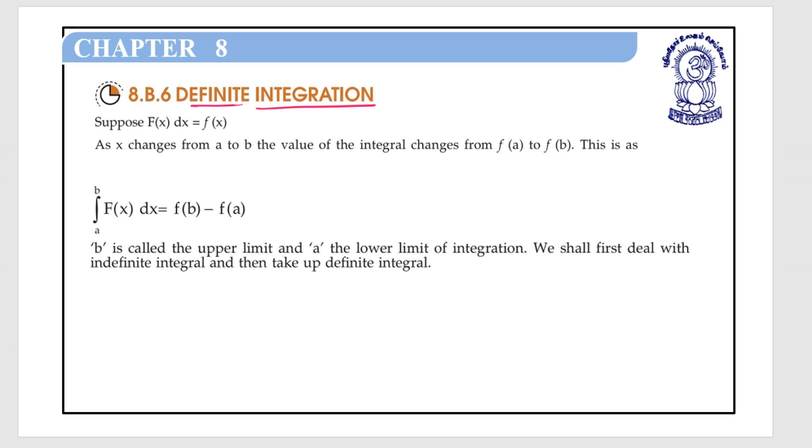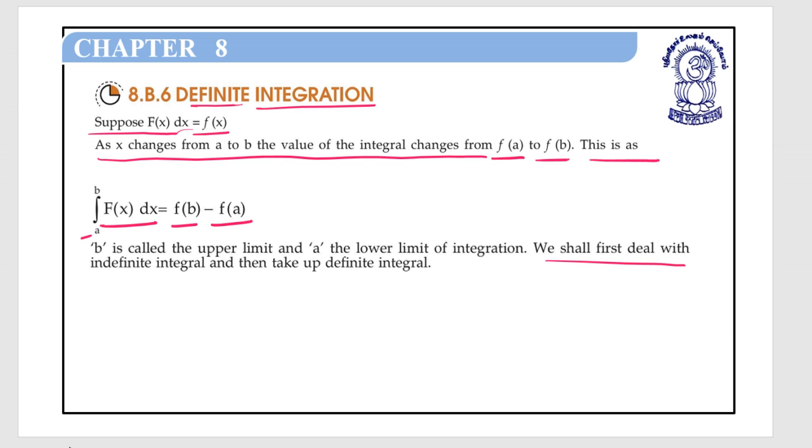Definite integration. Suppose integral of f of x dx is equal to F of x. As x changes from a to b, the value of the integral changes from F of a to F of b. This is integral from a to b of f of x dx is equal to F of b minus F of a. b is called the upper limit and a is called the lower limit of integration. Okay. We shall first deal with the indefinite integral and then take up the definite integral.